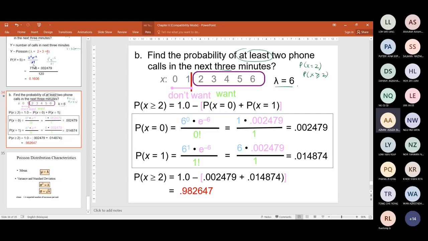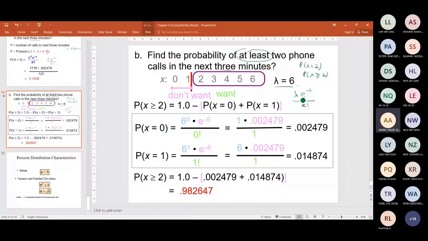Just similar to the previous one just now. Just now we wanted to find 5, now we want to find 0. All the same, our lambda is still 6. So just substitute your x in the formula. So what is the formula just now? You need lambda power of x, right? Not lambda factorial. Lambda power of x, e negative lambda over x factorial, right?